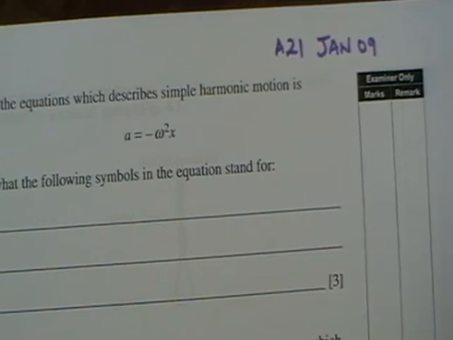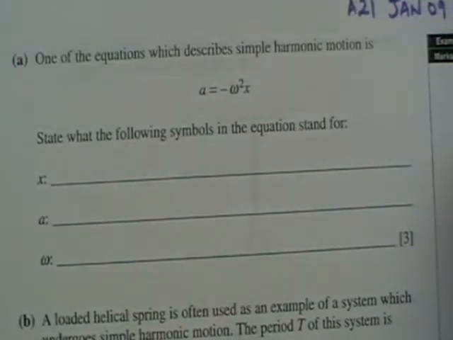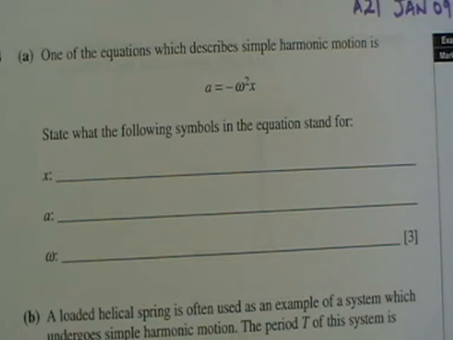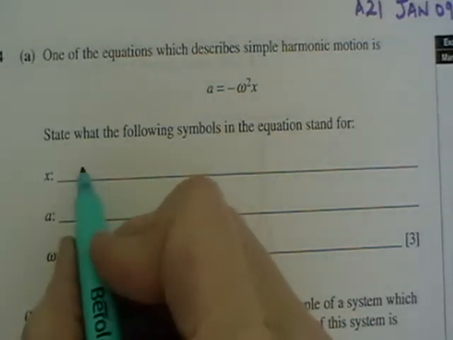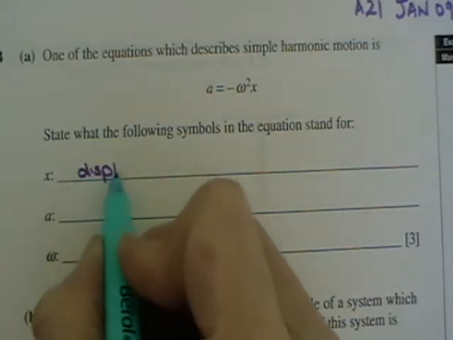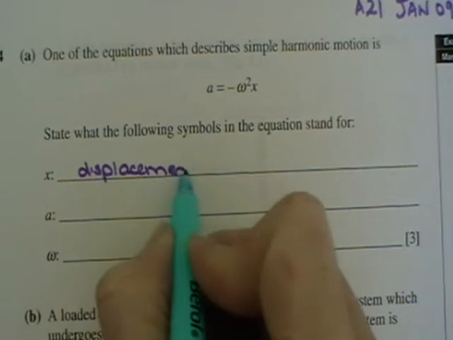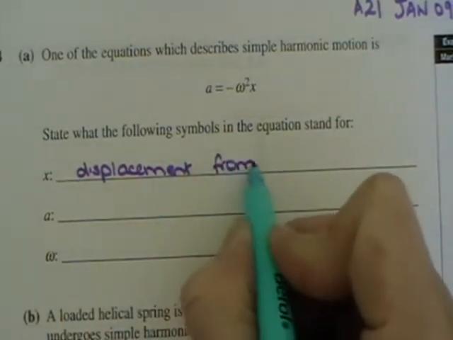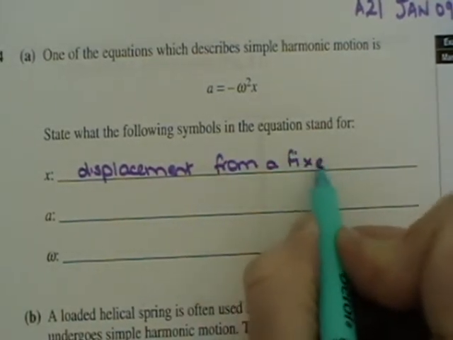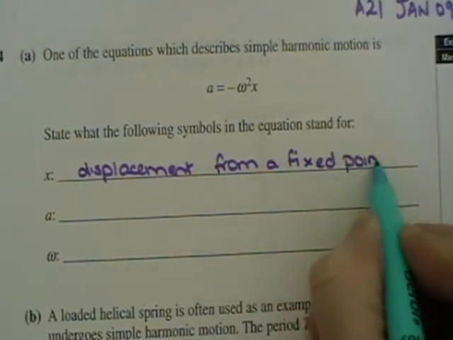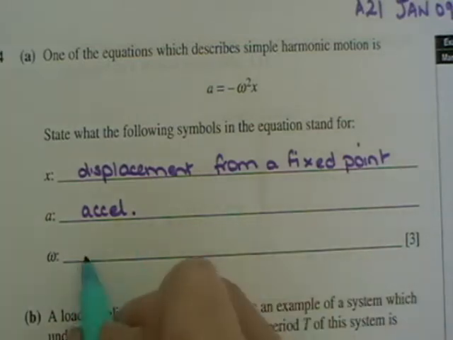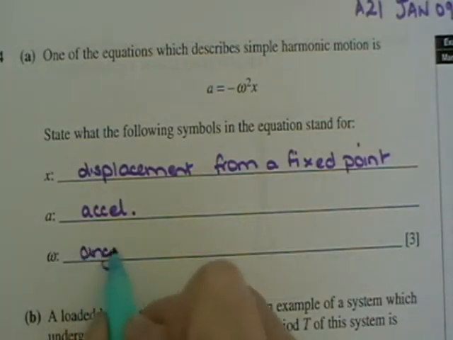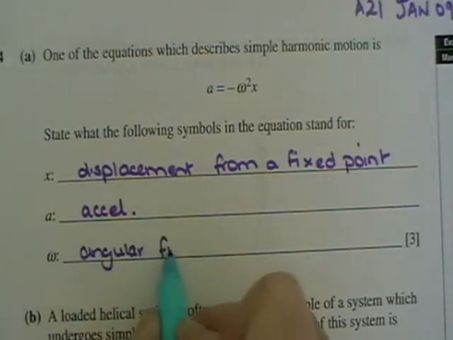This is A2 1 January 09 question 4. One of the equations which describes simple harmonic motion is a = -ω²x. State what the following symbols in the equation stand for. So x is the displacement from a fixed point, a is acceleration, and ω is the angular frequency.